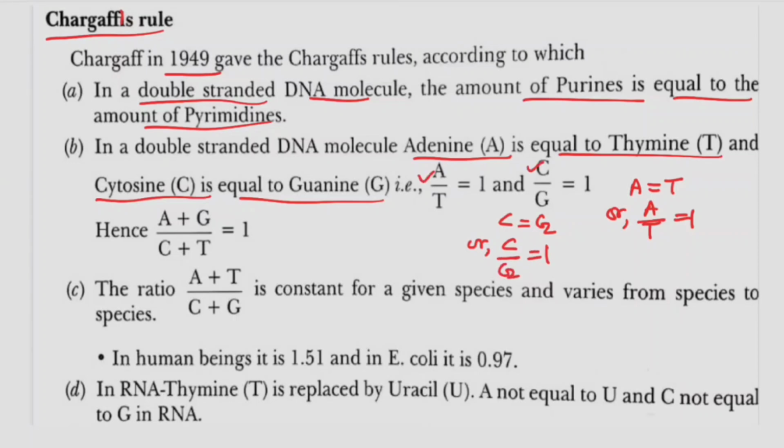Okay. It has also mentioned that the amount of purine is equal to the amount of pyrimidine. So, A plus G is equal to C plus T. We can write it like this as well. Right? This is mentioned here.